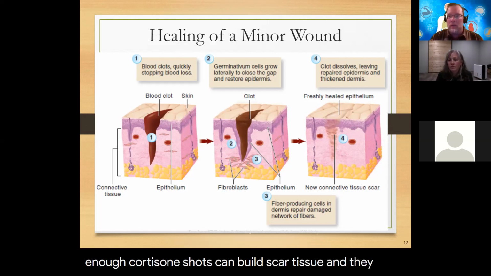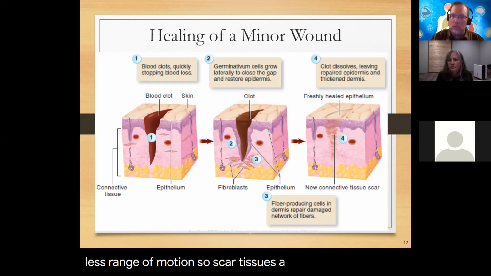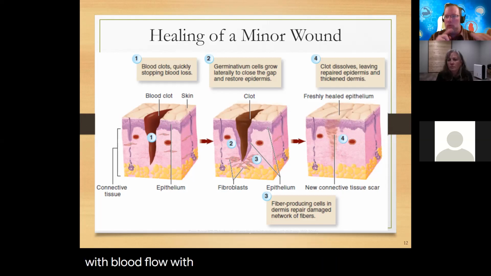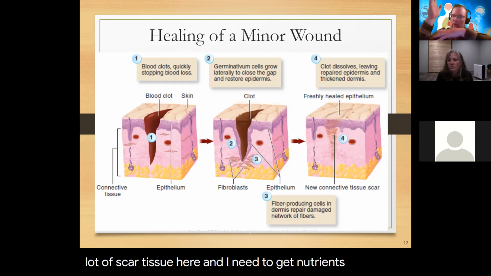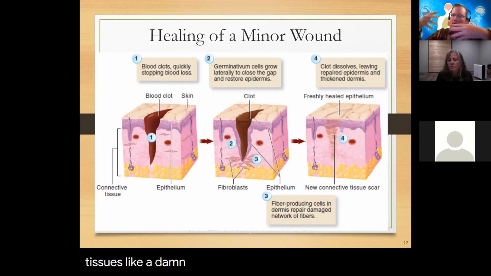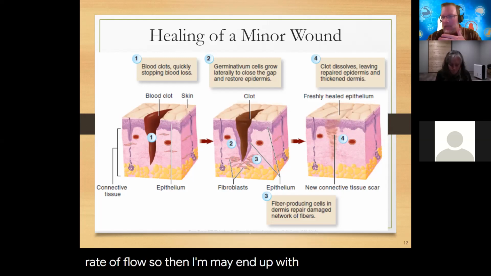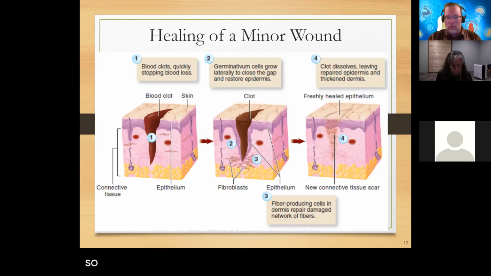So scar tissue is a big deal with pain, with blood flow, with range of motion, with distal nutrient delivery, right? If I've got a lot of scar tissue here and I need to get nutrients here, scar tissue is like a dam, it's going to decrease the rate of flow. So then I may end up with some other issues. So scar tissue is a problem, or can be.